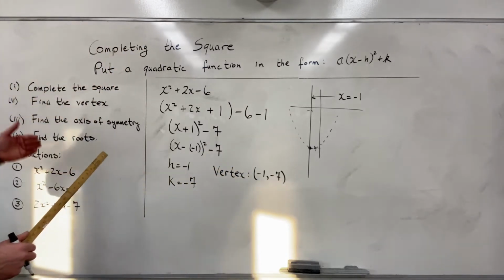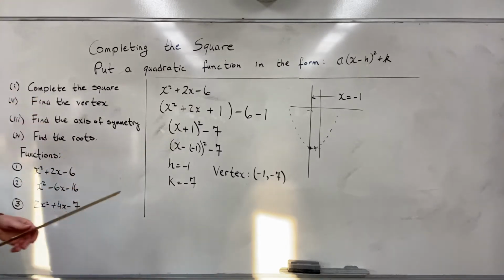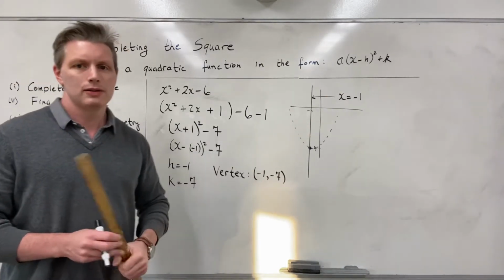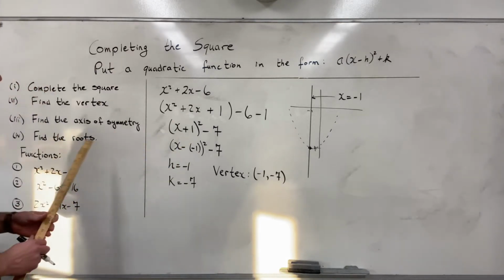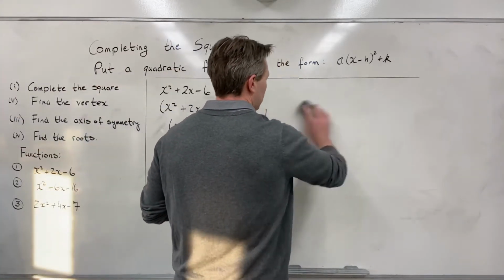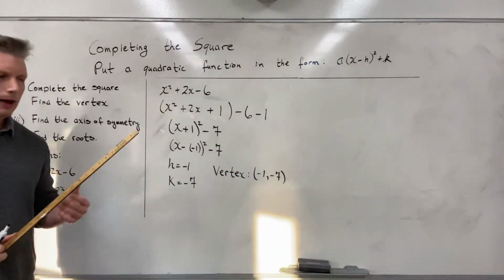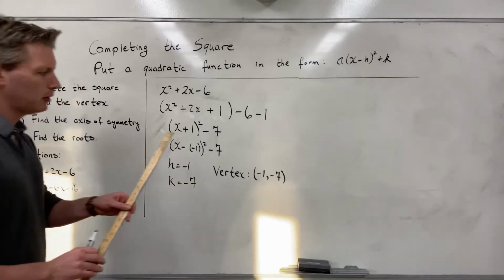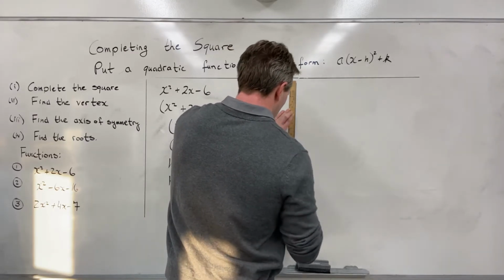Okay, so that's the first 3 parts done. I've completed the square, that's here. I found the vertex, minus 1, minus 7, and I have found the axis of symmetry, the line x equals minus 1. All right, so all that remains then is to find the roots. The roots are points at which the function goes through the x-axis, otherwise known as the x-intercepts. So I'm going to let my function equal to 0.